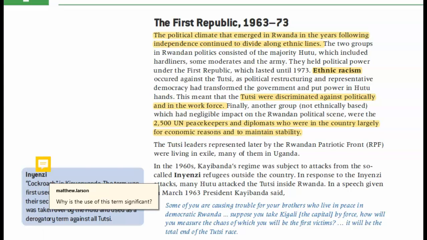You want to know this term, Inyenzi. Why is this term significant? This is the local word for cockroach. Okay, this is what they're going to be calling these refugees. These Tutsi refugees, they're going to call them cockroaches. So understand that no one likes a cockroach. They're these disgusting bugs that you just want to kill and get rid of. So understand the significance of calling a group of people cockroaches. Understand that significance. Why is that so crucial? How does this help breed this kind of desire for killing?